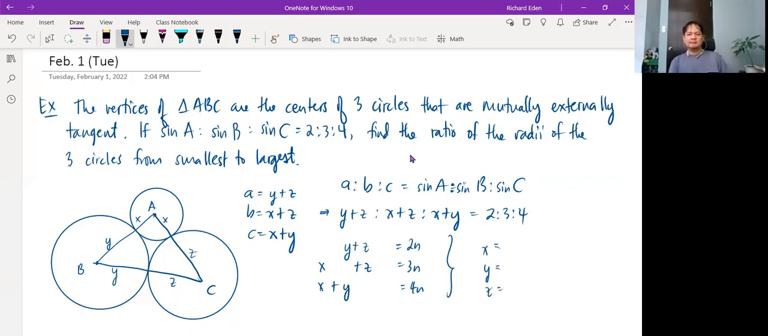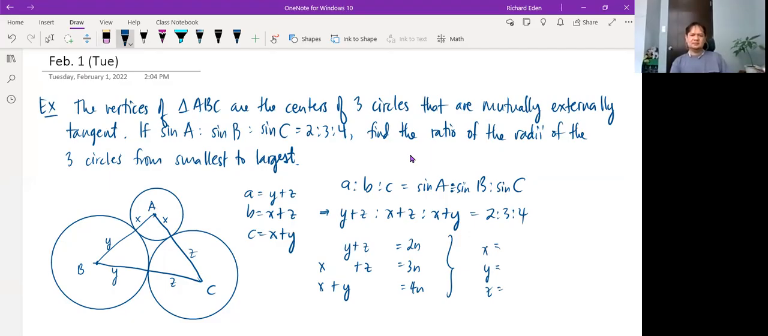Yes, 9N. So x plus y plus z is 9 over 2n. So now we can figure out what z, y, and x are in terms of N. Good, N will be eliminated anyway because you will just take the ratio. All right, so what is X in terms of N?